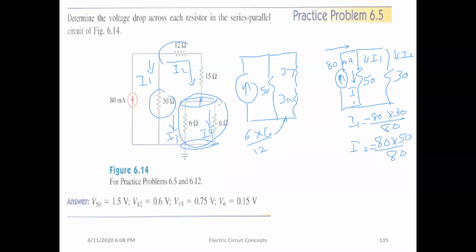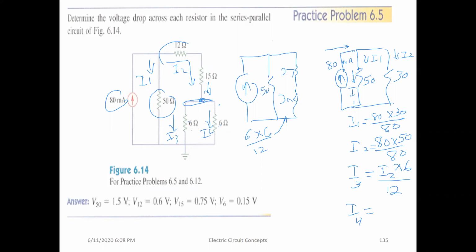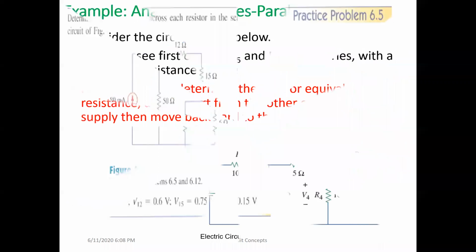Now we go back to the original circuit. Let me erase this one here. So now we have I2. In this case, I2 becomes our total current entering this node. Now we have to apply the same rules of the current divider to get I3. I3 will be a fraction of the total current, I2, multiplied by the 6, since both are 6, divided by 12, and then I4 will be again I2 multiplied by the other 6, divided by the sum, which is 12. Okay, so this is how we solve this circuit.